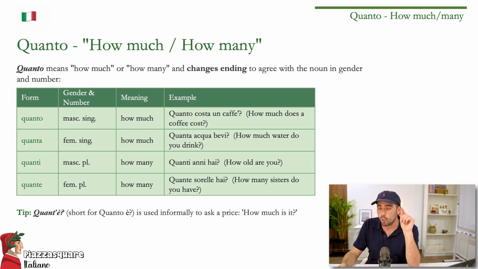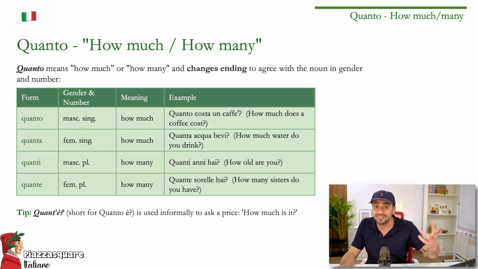Some examples of questions with quanto. Quanto costa un caffè? How much does a coffee cost? Quanti anni hai? How many years do you have? Literally, which is how Italian asks, how old are you? Quante sorelle hai? How many sisters do you have? In the first example, quanto is masculine singular because it refers to the price, il prezzo, masculine, of un caffè. The phrase quanto costa, how much does it cost, is very useful for asking prices.